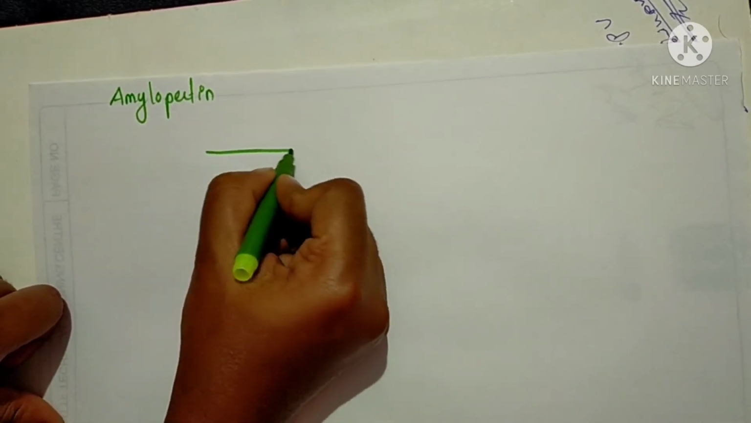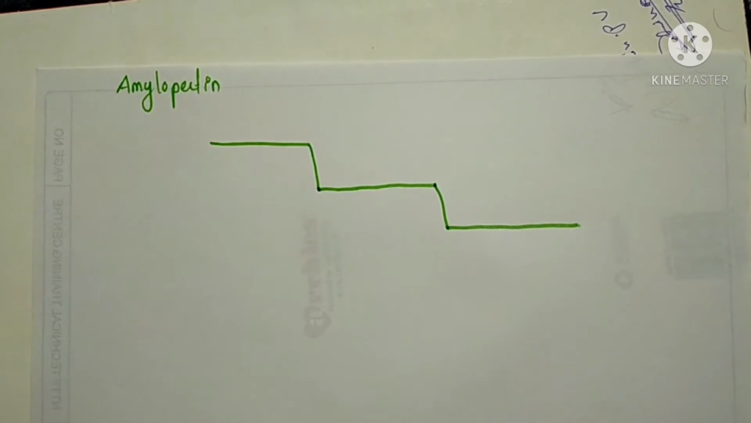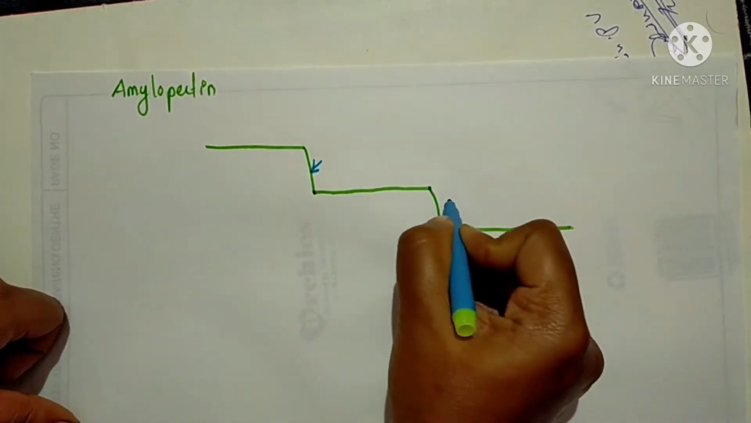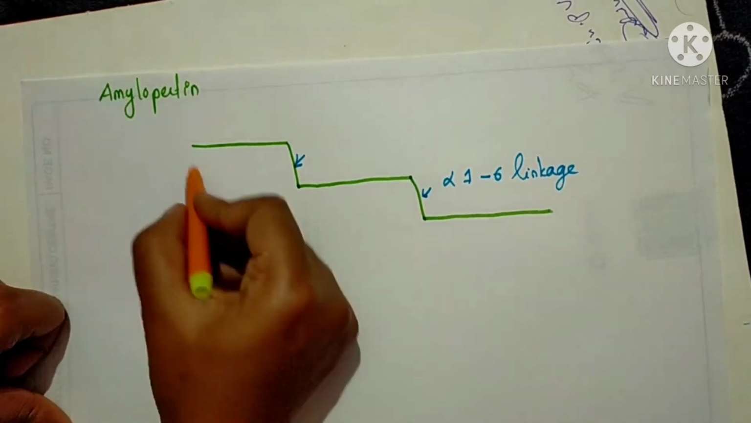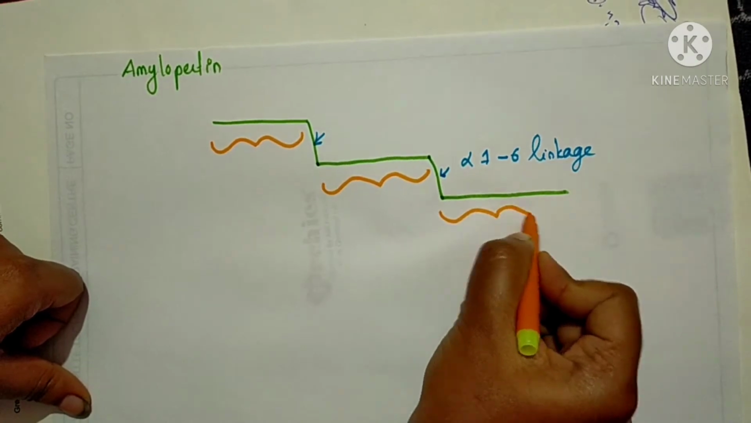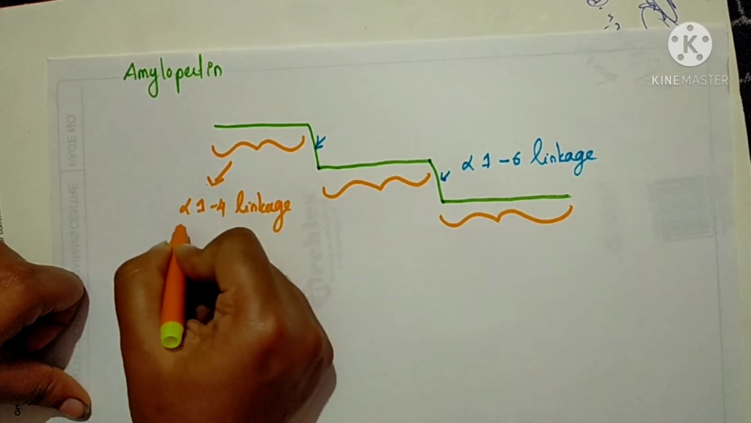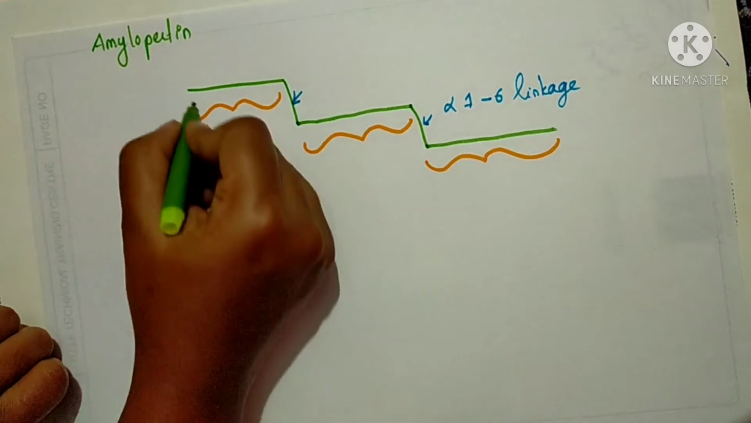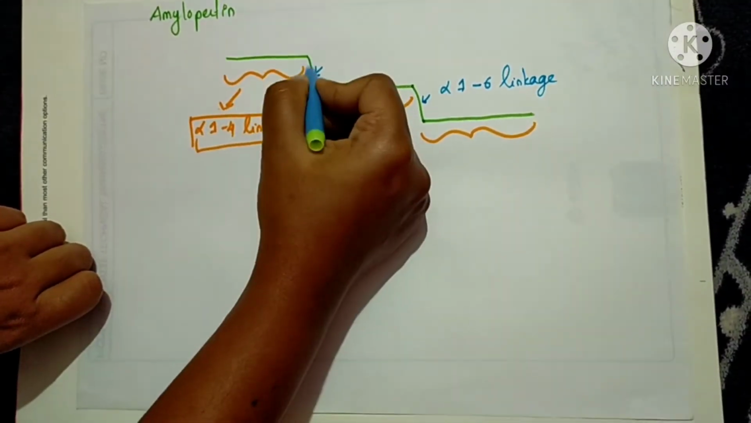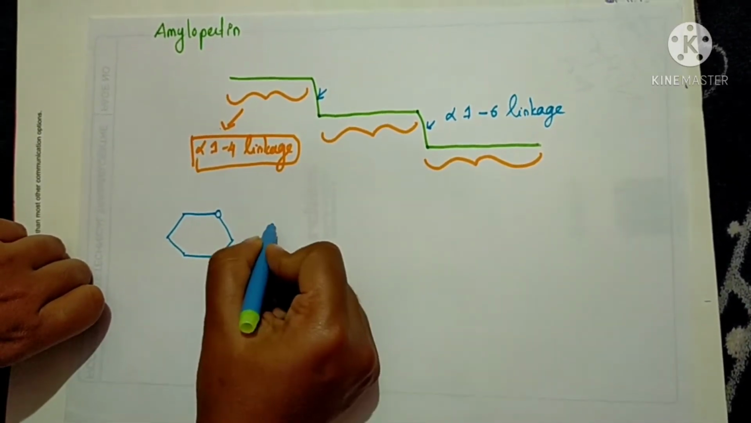Next is amylopectin. Amylopectin is a branched structure, so it contains a linear portion and a branched portion. So this is the branching. The branching is made up of alpha 1,6 linkage, and the linear portion is similar to that of amylose, containing alpha 1,4 linkage or alpha 1,4 glycosidic bond. I am going to show you how to draw this alpha 1,6 linkage, especially the branching point of amylopectin. The remaining parts are the same as that of amylose.